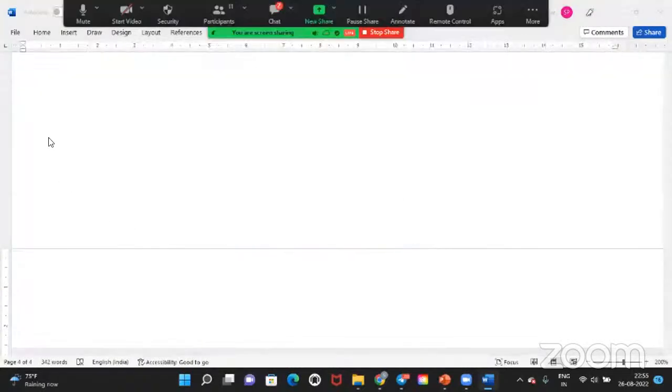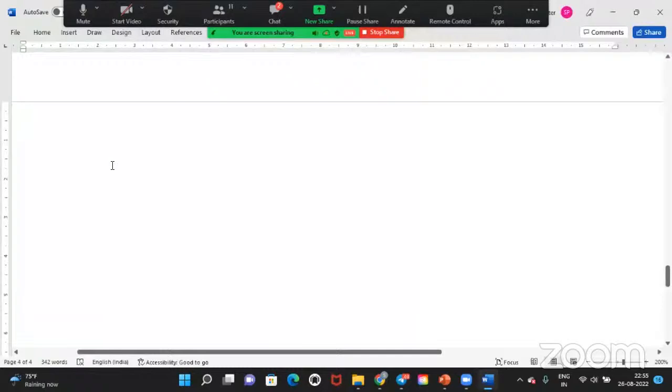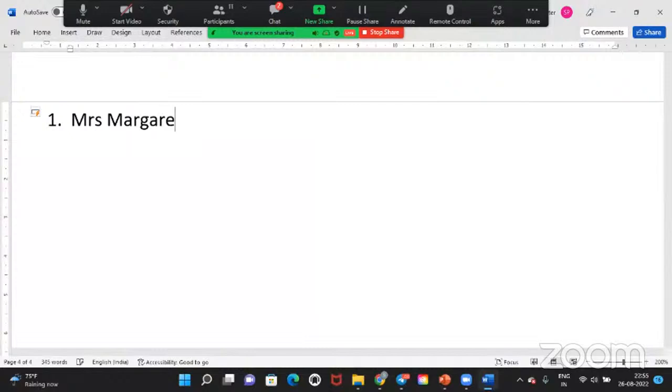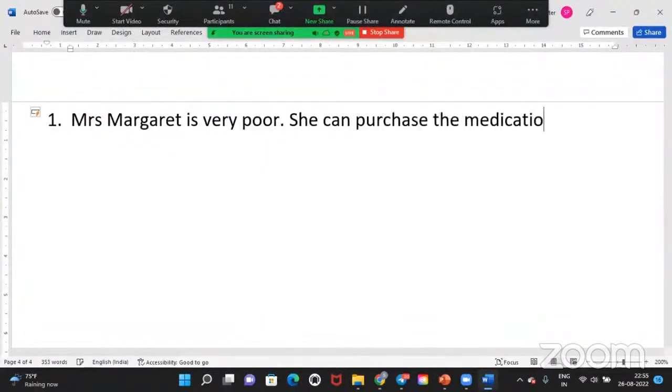Sentence number 1. Mrs. Margaret is very poor. She can purchase the medications because she is getting something, maybe because her brother is helping her, maybe. So that's why she can purchase. How come? Because her brother is helping. How come she has got a gift voucher? Something like that. So these two sentences.